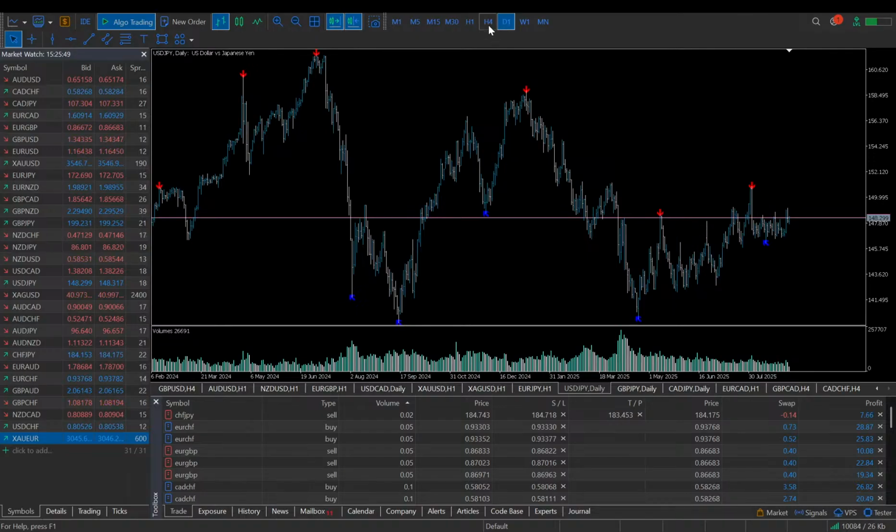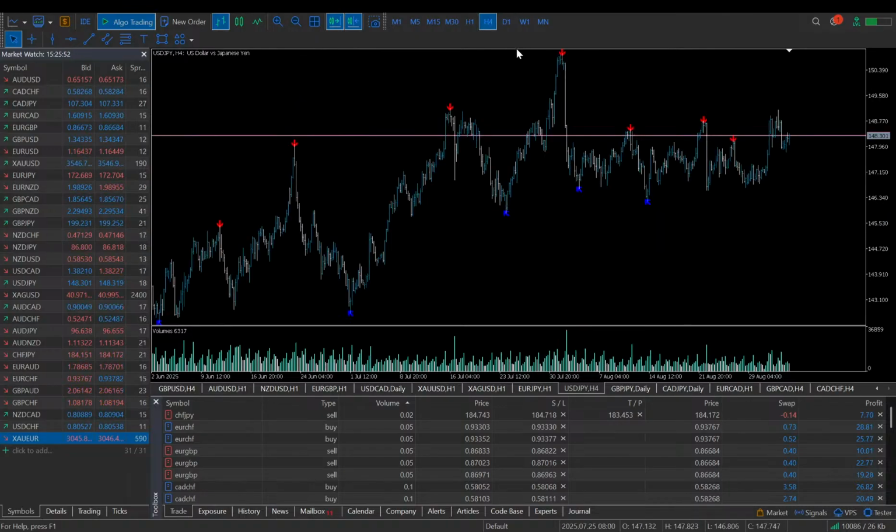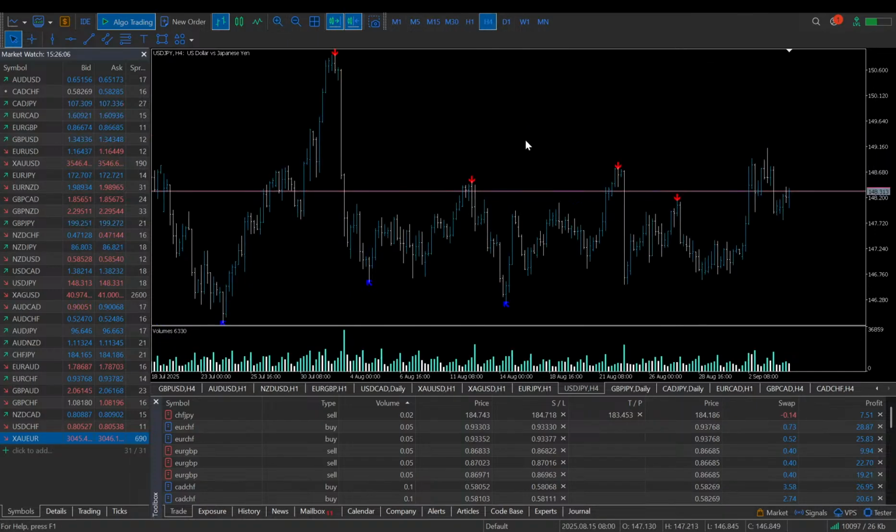Here we go. I believe this is USD JPY, and USD JPY is one of the most advanced pairs, in that it always has its own way of doing its own thing. Sometimes, if you're not careful, you can get caught up on USD JPY.